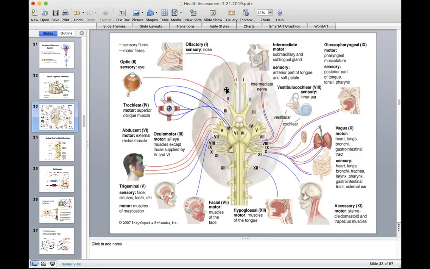Okay? And then 11 is the sternocleidomastoid muscle and the trapezius muscle. So it's a muscle one. You want them to contract and make sure that those muscles are working.